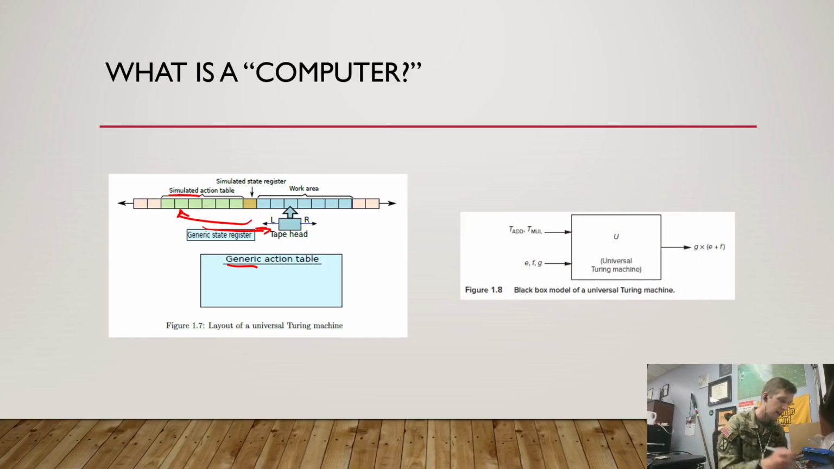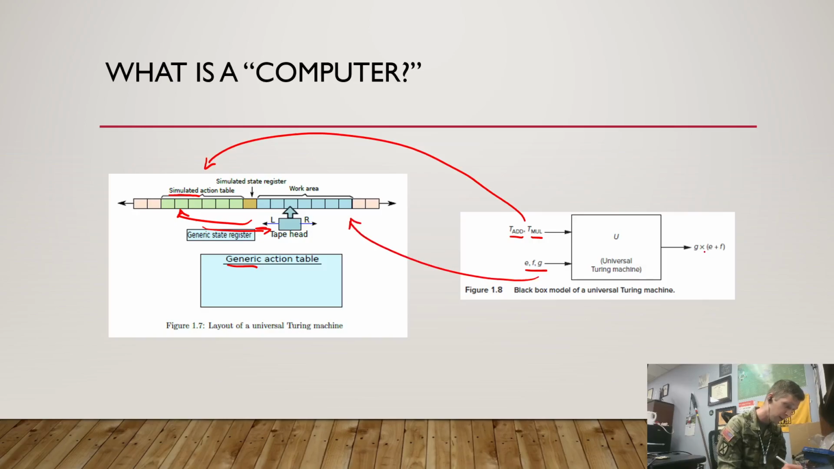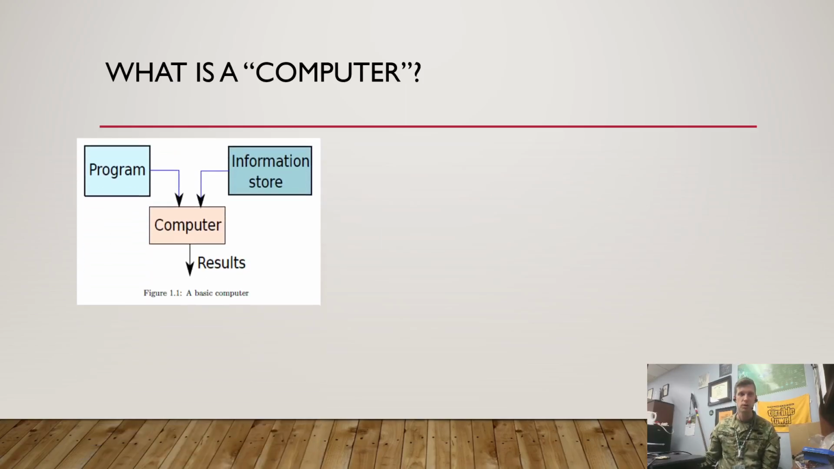Here is a block diagram of that, shown in our textbook, where we have this thing called the universal Turing machine, where the operations that we want it to do are defined as inputs to the machine. T add, T mul, these are the adding and the multiplying conceptual Turing machines we saw on the previous slide. These would effectively go into the simulated action table. And then when we provided our universal Turing machine with a series of inputs that would go into the work area, then the output would be our desired operation. And so this in effect is a computer.